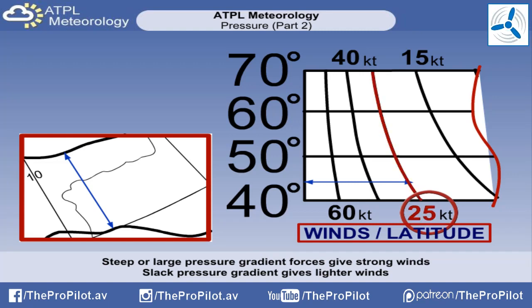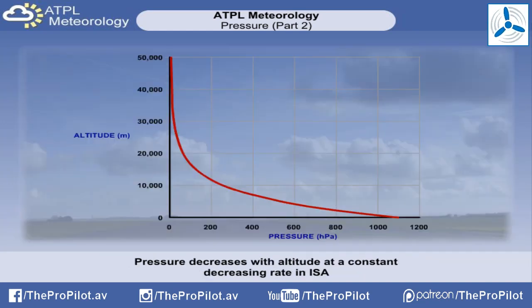This concludes the analysis of horizontal pressure change. We will now look in more detail at the variation of pressure with height. Earlier on, we saw that pressure decreases with height in the atmosphere. In fact, it decreases at a decreasing rate.